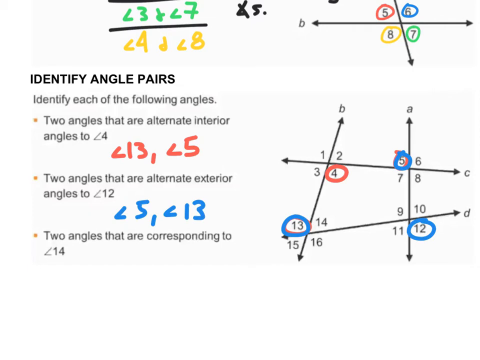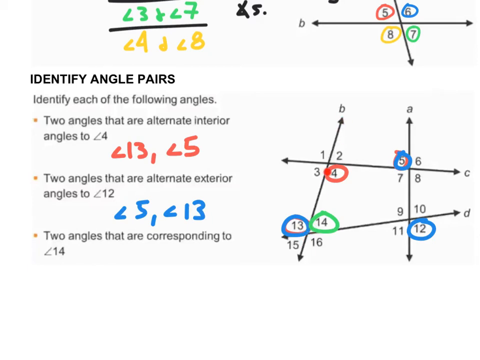And what's interesting, well, let's not do that. I'm not going to talk. Let's just continue on. Two angles that are corresponding to angle 14. So here's angle 14. That's in the top right of this intersection point down here.